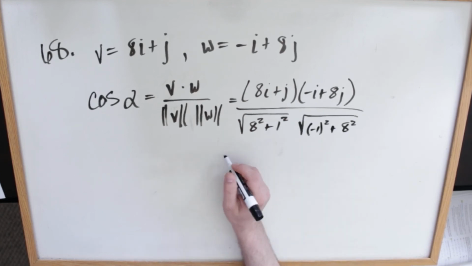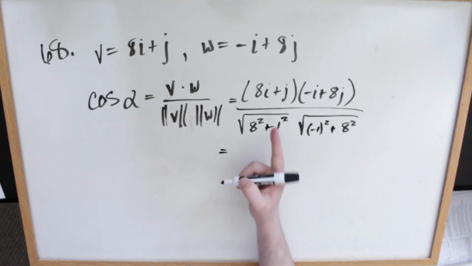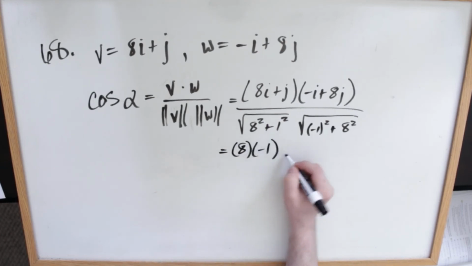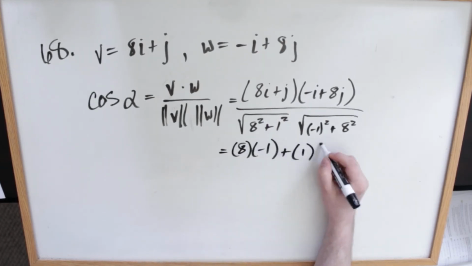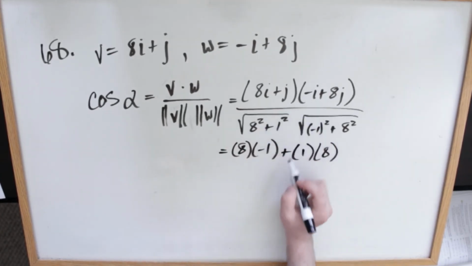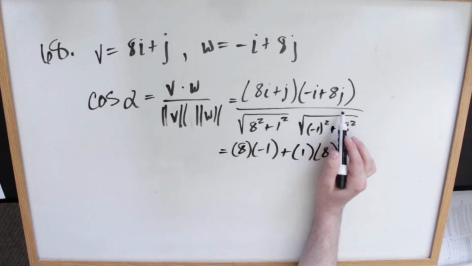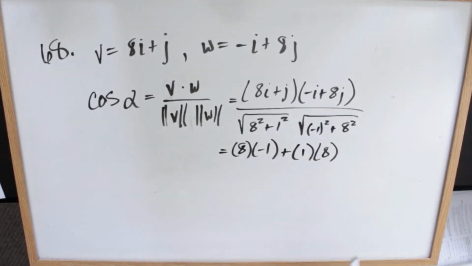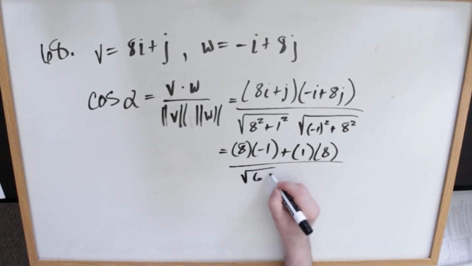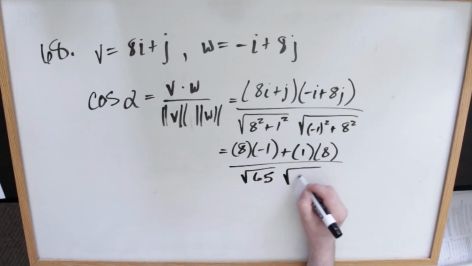All right, so now if I were to work this all out, I'm going to get the dot product of these two, so 8 times minus 1 plus 1 times 8. Again, we're not foiling. It's a dot product, so we're only multiplying the matching components up. This is going to be divided by the square root of 65 times the square root of 65.